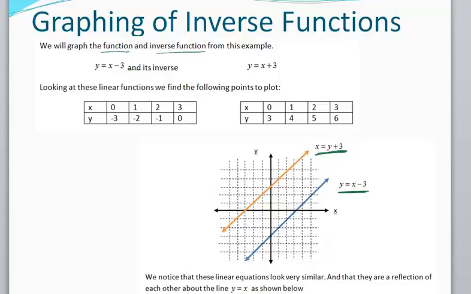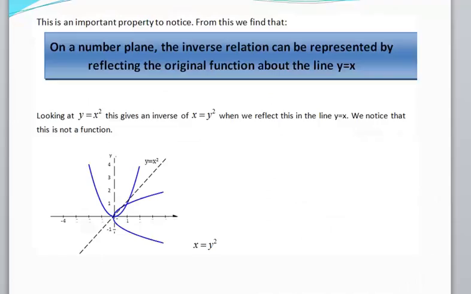And so what we notice is that these are very similar. In fact, they're parallel lines, and they're actually a reflection of each other through this line here. The line that I'm marking on here is the line y equals x. So this is a very important property for us to notice. On a number plane, the inverse relation can be represented by reflecting the original function about the line y is equal to x.